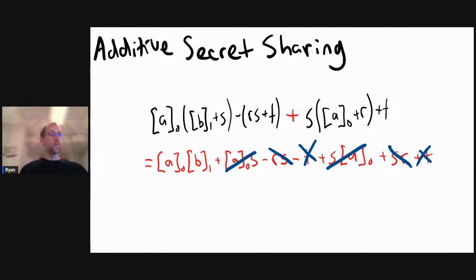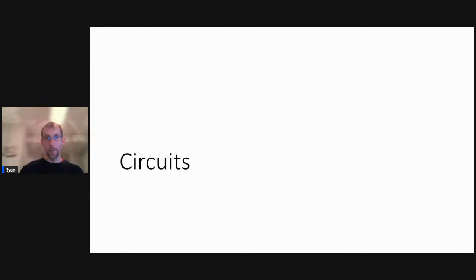We have a new minus T term, but we also have a plus T term. They all cancel out, and boom, just the piece that we wanted survives. So that's how you multiply in additive secret sharing. So why am I telling you all of this?